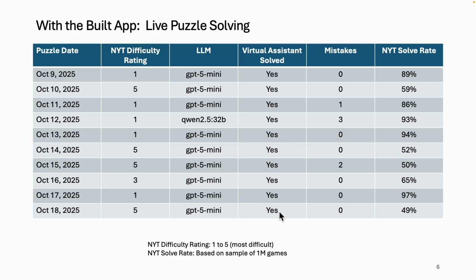Even when the New York Times difficulty rating was level 5, the hardest category, the assistant still achieved correct solutions, often with zero mistakes. The New York Times solve rate column provides context. That's the percentage of human solvers who got the puzzle right. So, for example, when human solve rates drop below 60%, the assistant still completed the challenge successfully. These runs demonstrate the assistant can handle unseen puzzles in real time, showing adaptability, accuracy, and steady performance across varying difficulty levels.